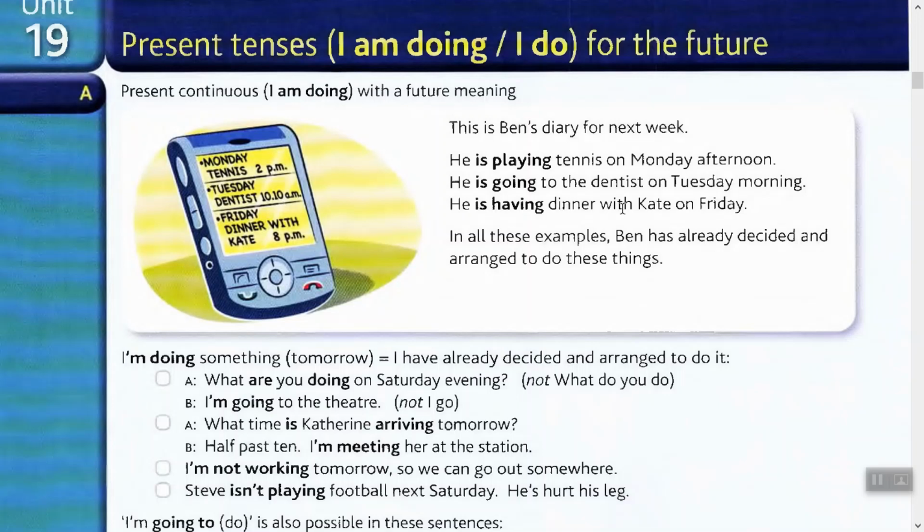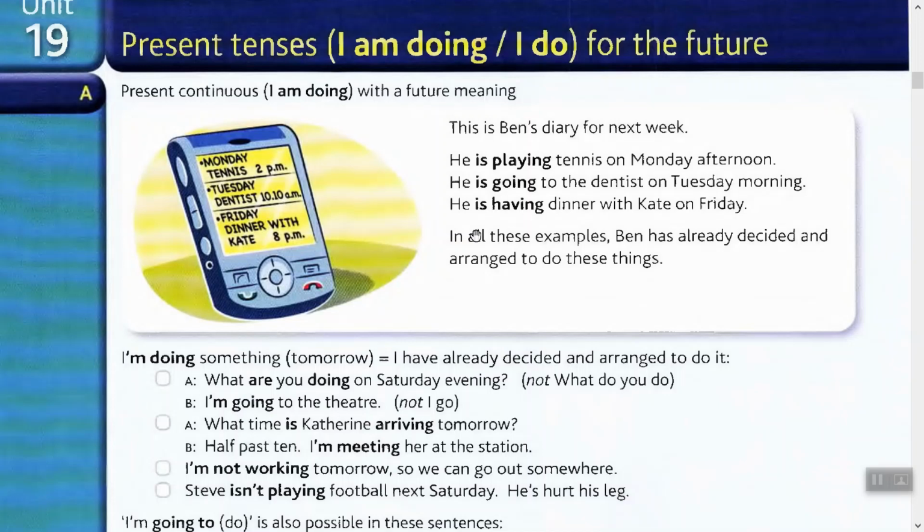He is going to the dentist on Tuesday, you see? On Tuesday, we should put an adverb. He's having dinner with Kate on Friday. If we omit this, delete, and put now, it will be now, at the time of speaking, he is having dinner now. But if we say, he is having dinner with Kate on Friday, on Monday, this is in the future. So, in all these examples, Ben has already decided and arranged to do things.